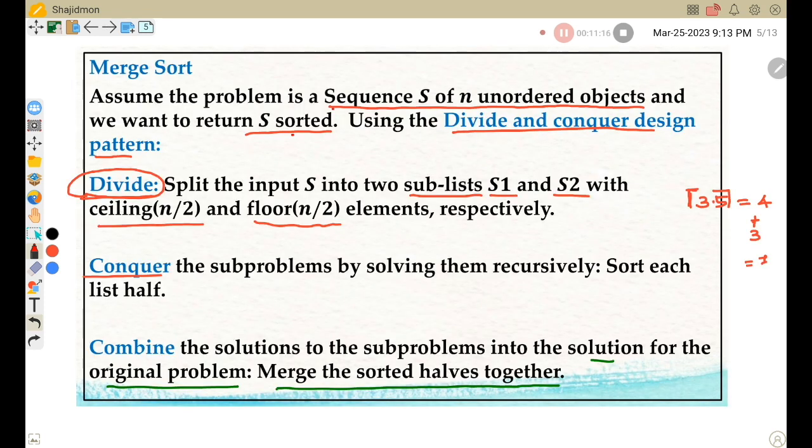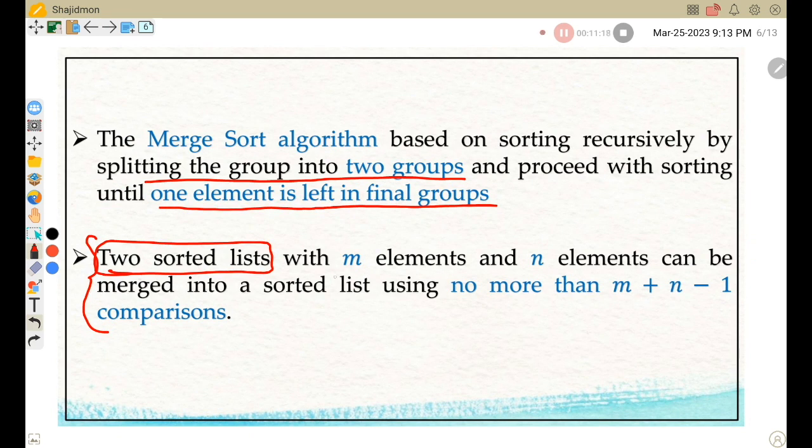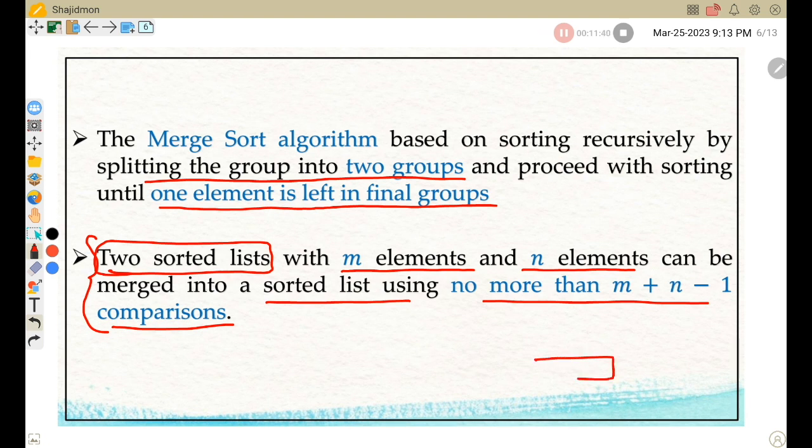Lastly, what this is telling: two sorted lists, the first list having m elements and the second list having n elements, can be merged into a sorted list using no more than m plus n minus 1 comparisons. How many comparisons maximum possible? m plus n minus 1 comparisons. That means in the example we just discussed, the first sorted list has 4 elements and the second sorted list has 3 elements.